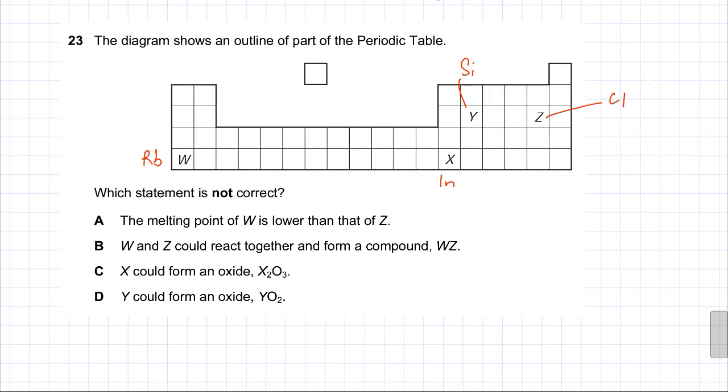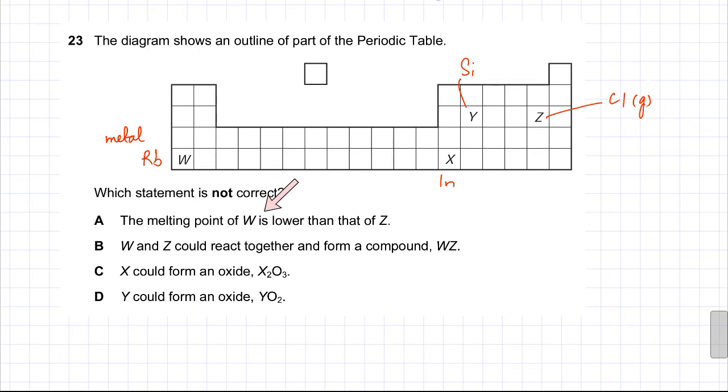Now we need to figure out. The first statement is that the melting point of W is lower than that of Z. W is rubidium. Remember, rubidium is a metal. Although it's a metal with a relatively low melting point, still the melting point is very high. Whereas this element Z is chlorine, and chlorine at room temperature is a gas, a non-metal. That would indicate that chlorine has a much lower melting and boiling point.